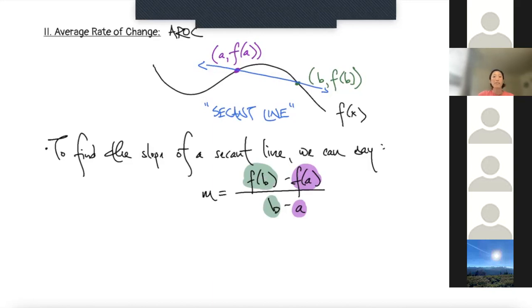So to find the slope of the secant line, we can just use this particular formula. In other words, if someone says, find the average rate of change, just like we did in that question about the two runners, then all you're going to do is find your two points and plug them into the slope formula.